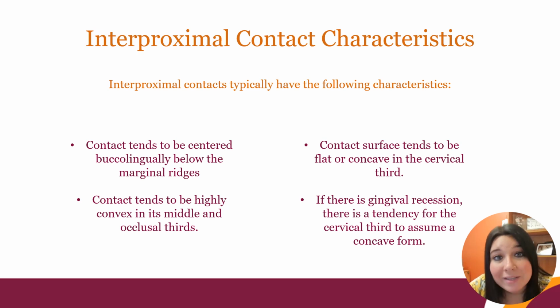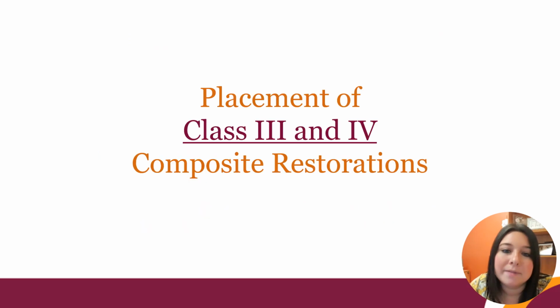To help achieve these characteristics, it's important to select the correct matrix system that reflects these characteristics built into the design of them. Sectional matrices tend to result in tighter contacts, especially for posterior composite restorations, because they're already pre-contoured, they're doing that contouring work for us.